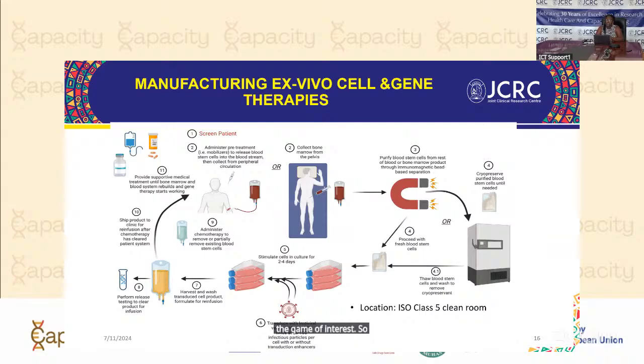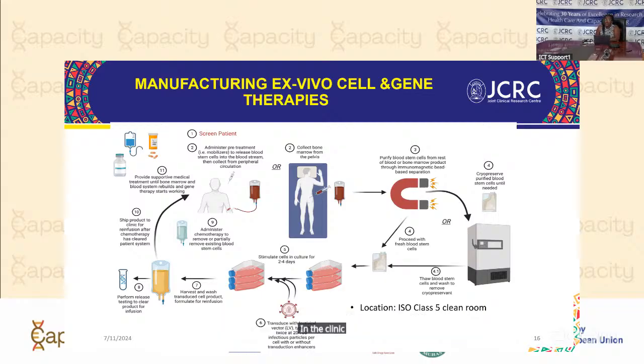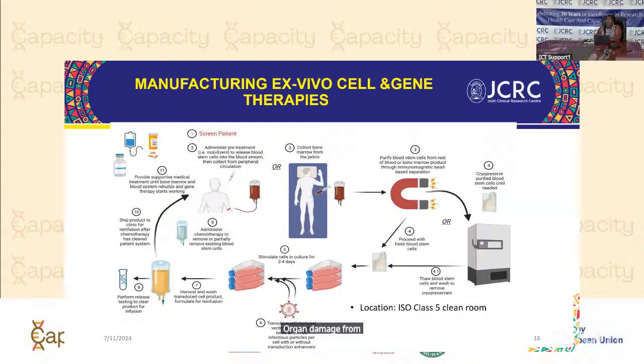So manufacturing ex vivo cell and gene therapies is quite a long process. In the clinic, you need to screen the patient, whether they are eligible for this. If it is HIV cure, currently they are looking at individuals that are virally suppressed. If it's sickle cell disease, you're looking at an individual that does not have adverse organ damage from this sickle cell disease.